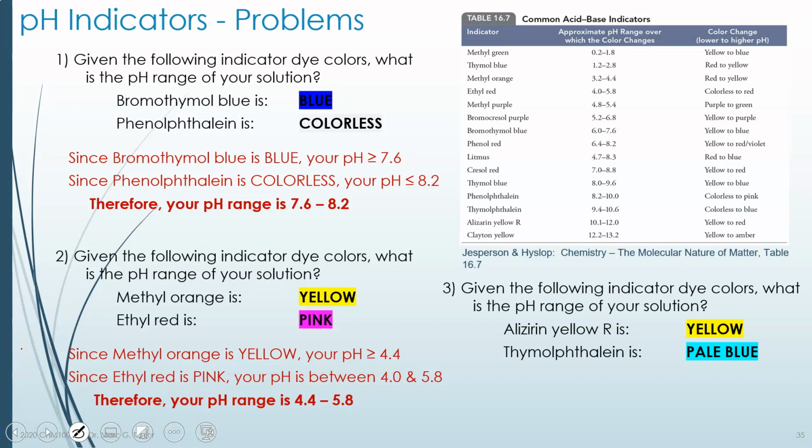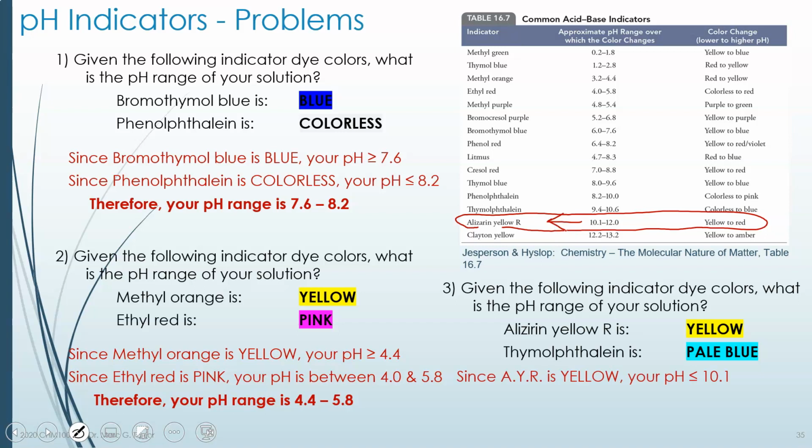Here's another problem. Alizarin yellow R is yellow, and thymolphthalein, and that's how we pronounce it, phthalate, kind of a PH-TH sound. You say the PH super quick. It's mostly the TH, so it's thymolphthalein, is pale blue. Well, alizarin yellow R goes from yellow to red, and we're told it's yellow, so we know it's less than pH 10.1. And we also know that thymolphthalein, which is listed right above it, is pale blue.